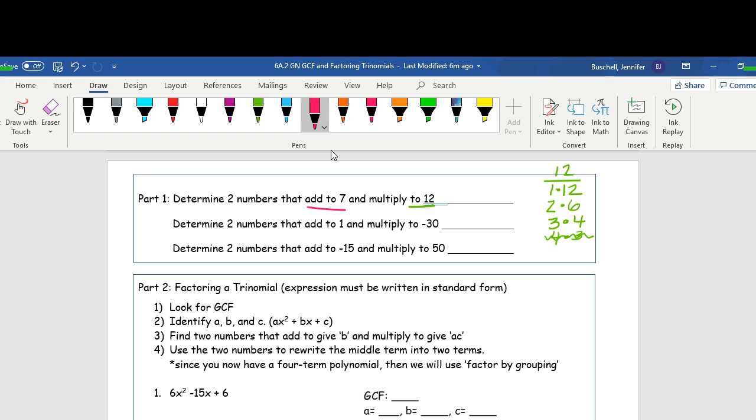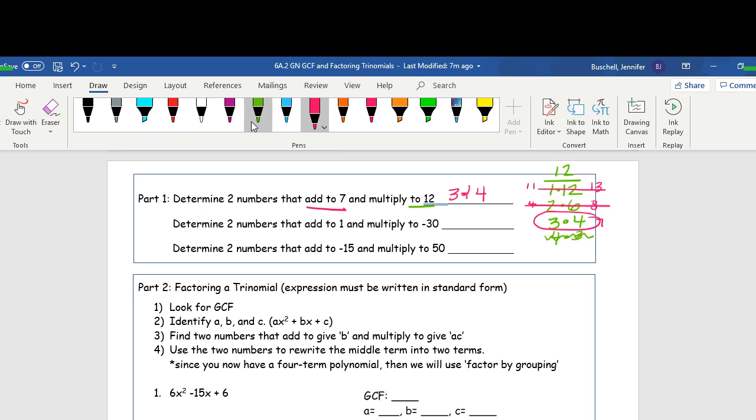Of these pairs, which two numbers could I actually add to get 7? So I'm going to do some mental math. 1 plus 12 is 13. 12 minus 1 is 11. Does that give me 7? No. 2 plus 6 is 8. 6 minus 2 is 4. Do either of those numbers give me 7? No. 3 plus 4 is 7. Ding, ding, ding! So 3 and 4 are my numbers. 3 times 4 is 12. 3 plus 4 is 7.